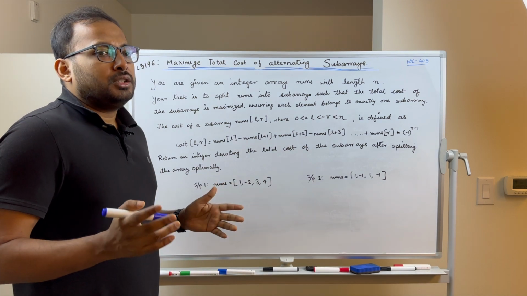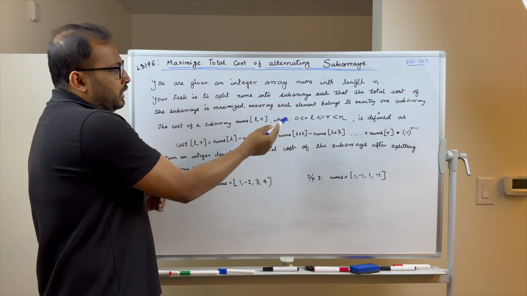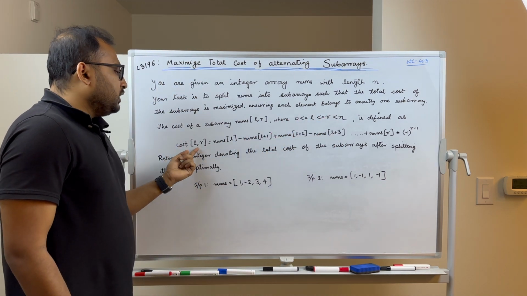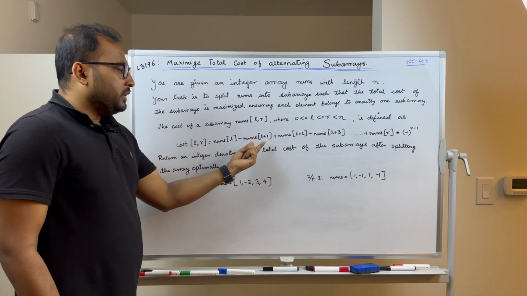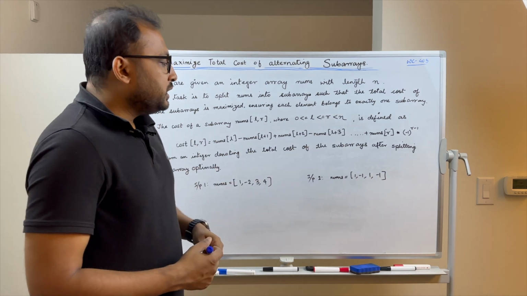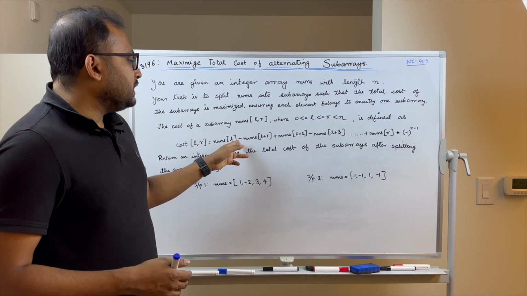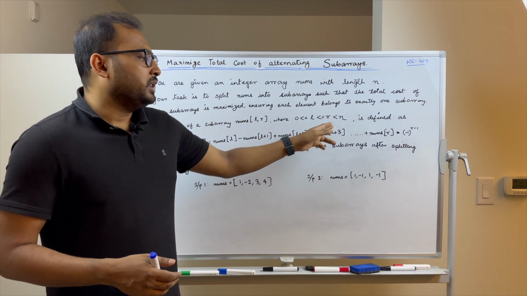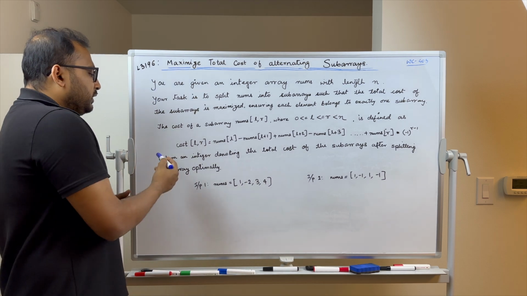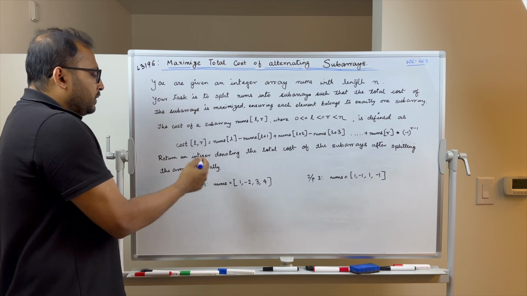Now, how do we define the cost of a subarray? The cost of a subarray nums[L..R], where L and R lie between 0 and n, is defined as cost(L, R) = nums[L] - nums[L+1] + nums[L+2] - nums[L+3] and so on. So basically, we include each element and we keep alternating the signs. As you see, the signs are kept alternating, minus, plus, then again minus, again plus, and so on. Finally, we need to return an integer denoting the total cost of the subarrays after splitting the array optimally.